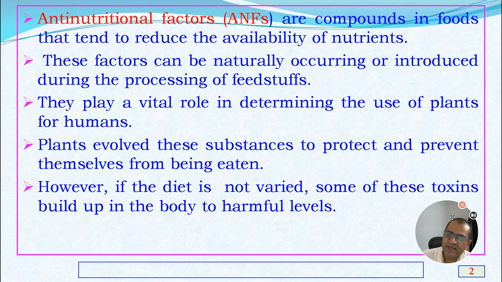Most of the time, plants evolved substances to protect themselves from being eaten by predatory animals like cattle. So this is one thing: it is a self-defense mechanism of a plant to defend itself. Hence, anti-nutritional factors are also the defense mechanism of plant material against predators. Hence, plants may contain different anti-nutritional factors, which are listed later, for the protection of the plant's growth.